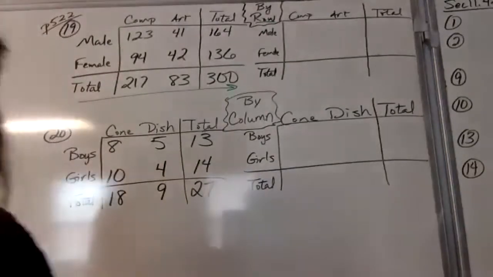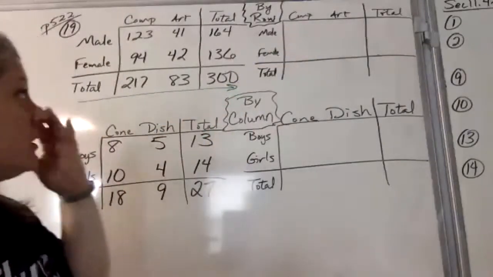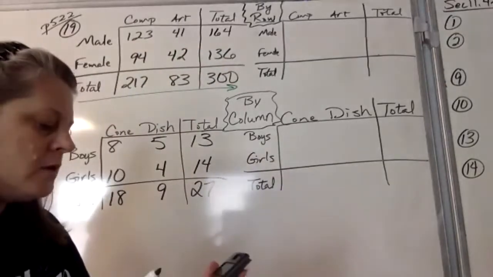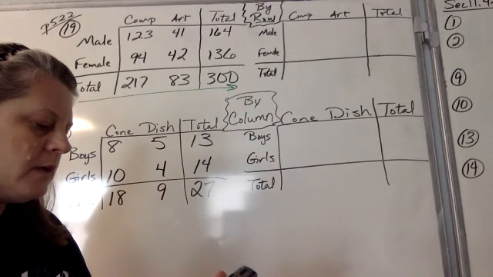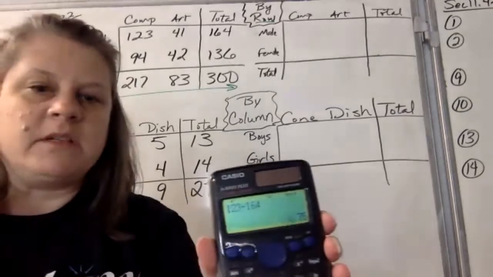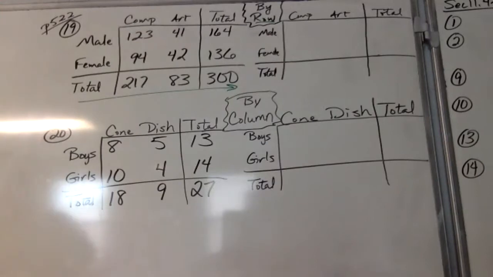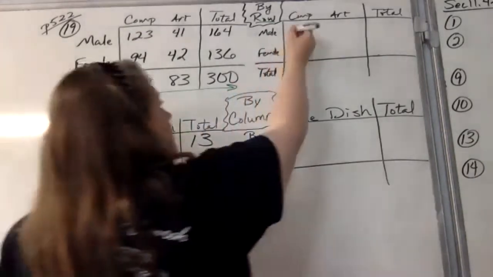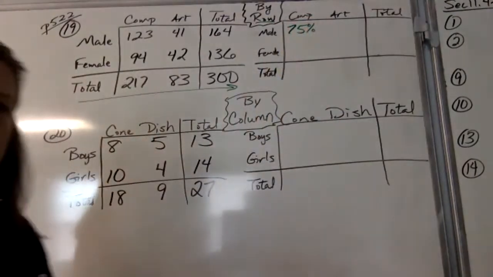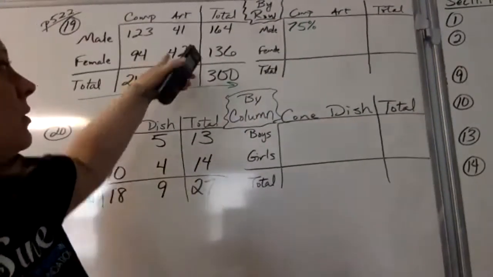So for number 19, for this first number here, for the males and the computers, I'm gonna take the 123 and I'm gonna divide that by the 164. 123 divided by 164. And you get a decimal, but we always change the decimal to a percent. So when we change that to a percent, it's going to be 75% of the males did the computer, okay?